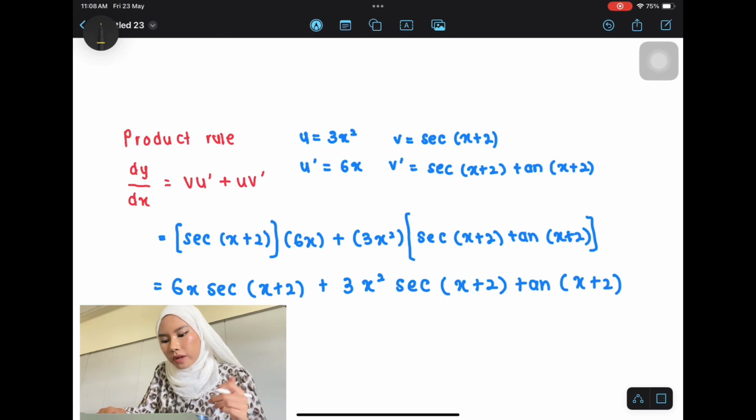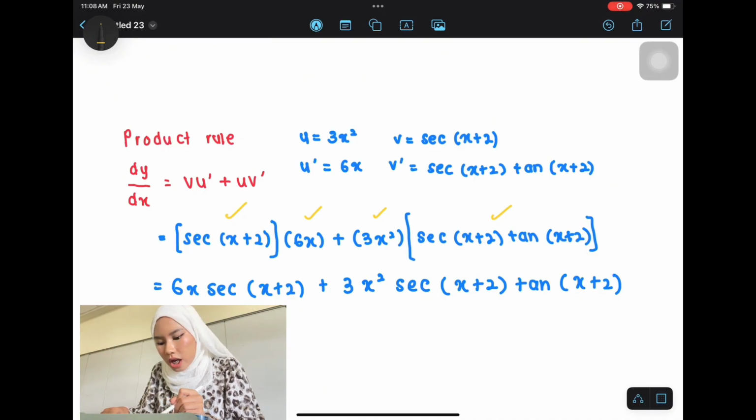We have our v as secant x plus 2, times u prime which is 6x, and then our u is 3x squared, times v prime which is secant x plus 2 tan x plus 2. Then we multiply everything: 6x times secant x plus 2, and 3x squared times secant x plus 2 tan x plus 2. So the final answer is 6x secant x plus 2 plus 3x squared secant x plus 2 tan x plus 2.